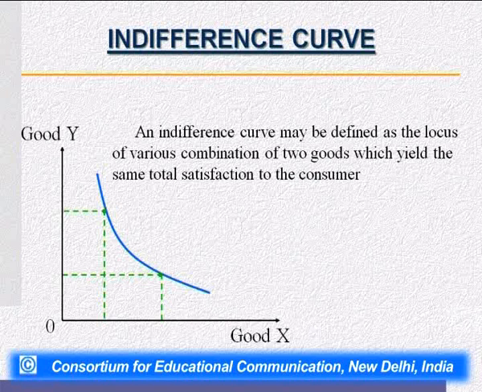At the same time, if you switch your combination to the second point, then you have to give up some units of Y to consume more units of X so that the levels of satisfaction are equal. So here you can give up. Why can you give up? Because the level of satisfaction stays equal.